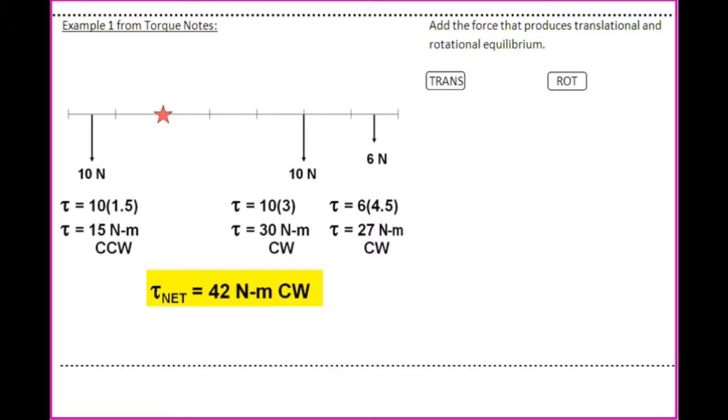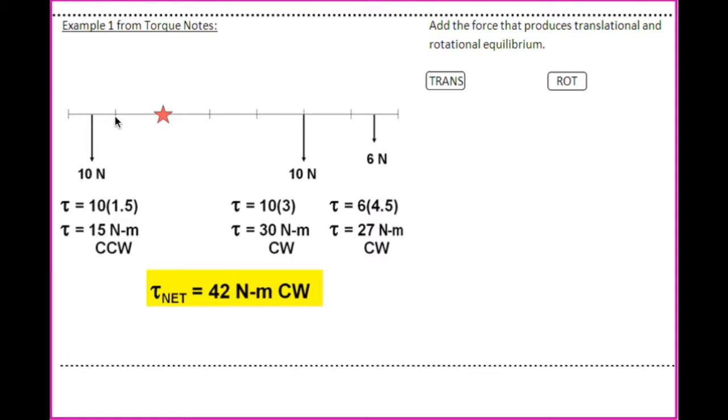Okay, we're going to look at the examples from torque notes. These are the ones we did already. We're going to take that a step farther and add the force that produces translational and rotational equilibrium. So right now our pivot point is just, there's nothing there. In a real-life situation this would be some kind of hinge, or there'd be some kind of forces here, if that's nailed down or whatever, it's spinning. But in our examples, we didn't have any forces here, so this wasn't physically possible.